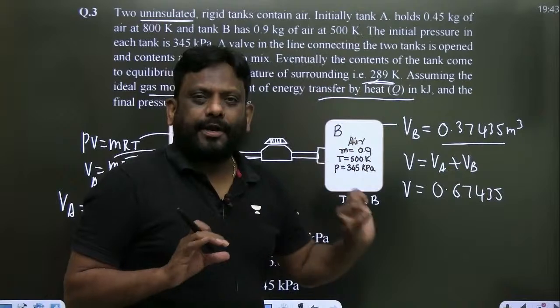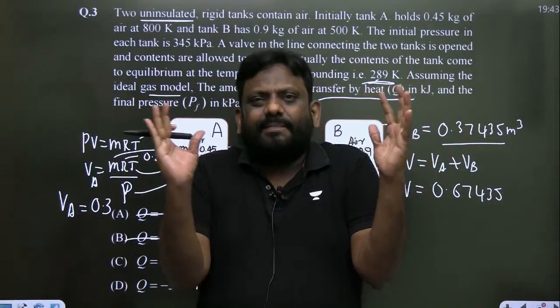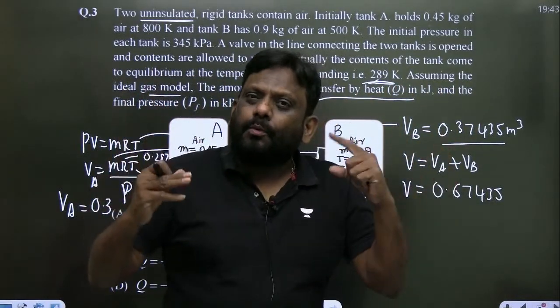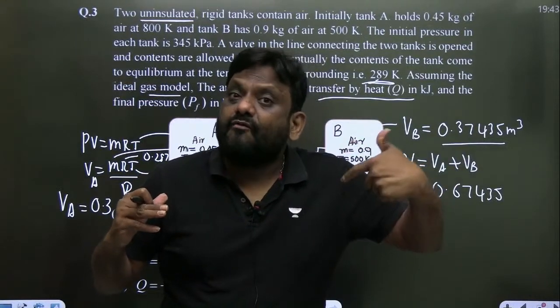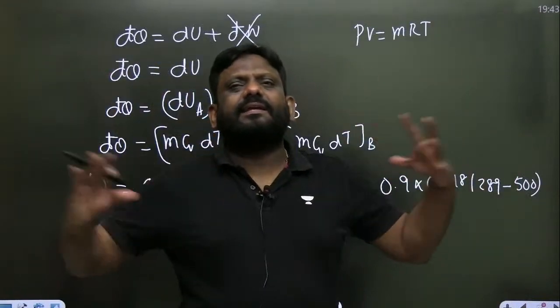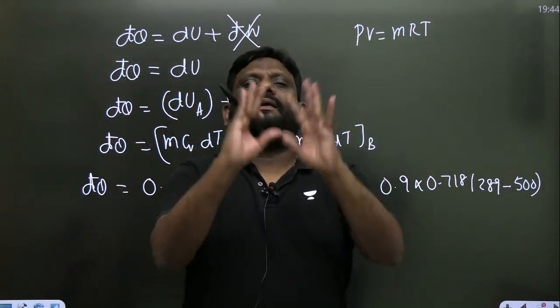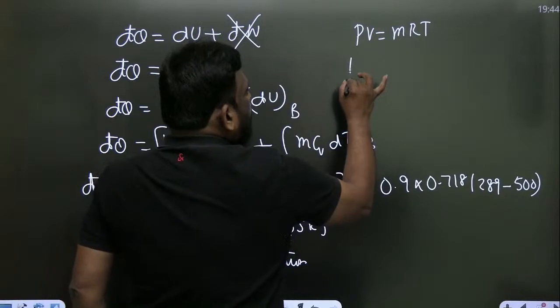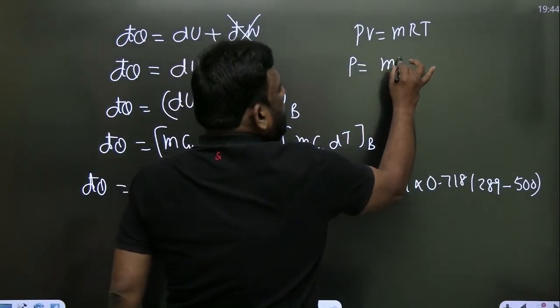Right side it is 0.9, and complete masses they mix with each other. This side, 0.9 plus 0.45 is 1.35. The final temperature is known. Finally, the valve is open and they mix and equilibrium pressure is reached. Therefore, if you want pressure, it will be mRT by V.